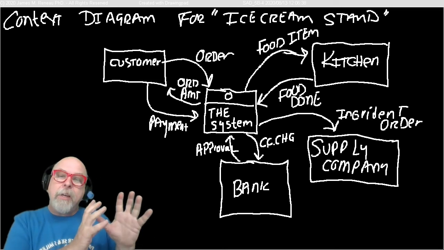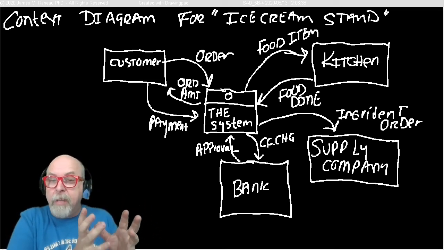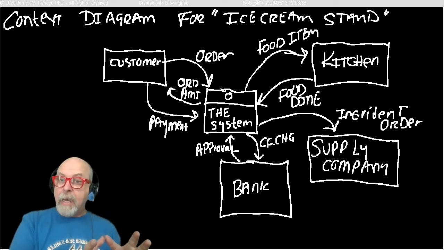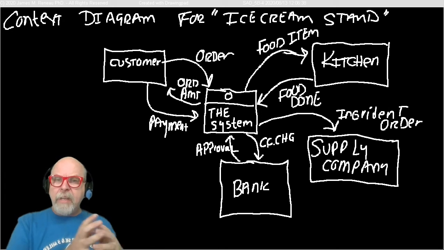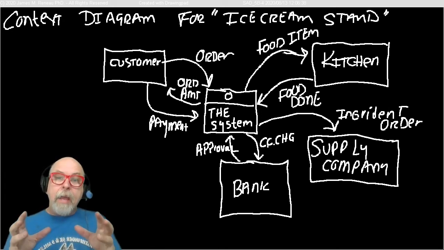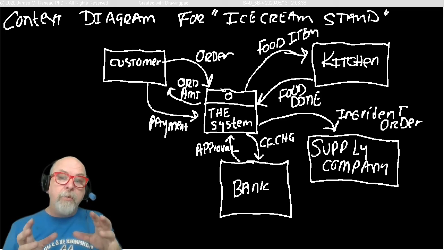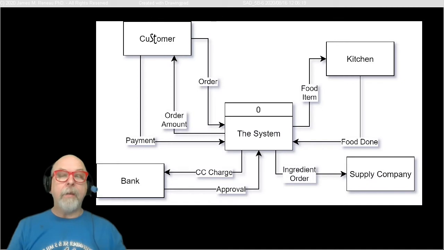So there's the context of my ice cream stand. Now, you wouldn't know that without interviewing the owner of the ice cream stand. You wouldn't know all of this without spending some time doing some analysis and getting this idea. And once we get this, we'll move on to the level 0 diagram in the next video.